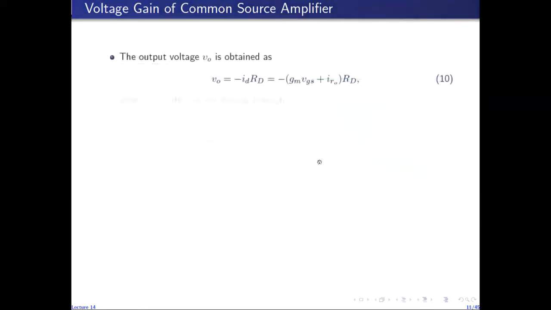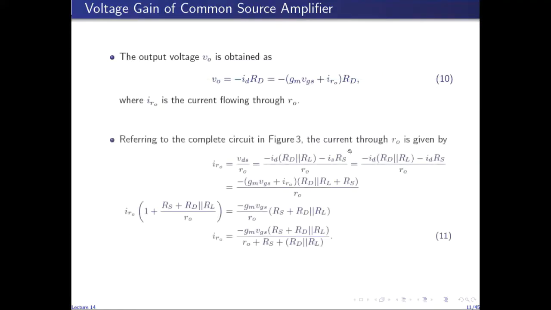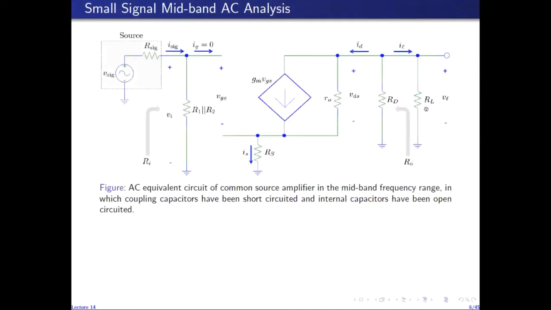Like I said, V naught is minus ID RD and ID is GM-VGS plus IR naught, where IR naught is the current through R naught. So instead of finding the current through R naught for this circuit, we will find the current through R naught for the complete AC equivalent circuit in which RL is connected, because then we will use this expression multiple times later on. So analyzing this circuit, this is the complete AC equivalent circuit in which we have RL connected.